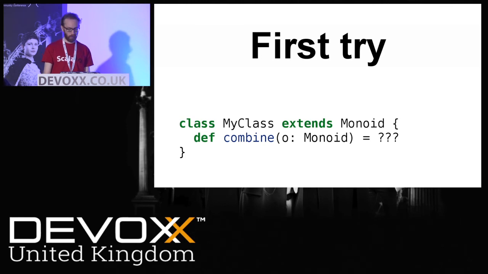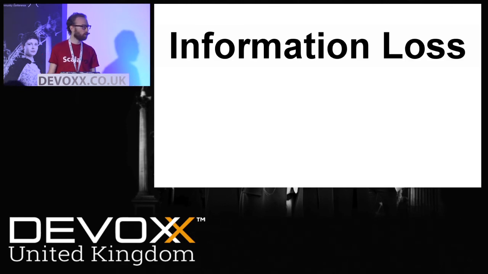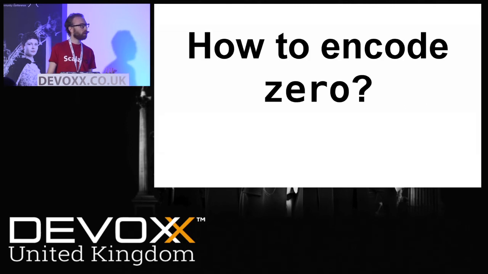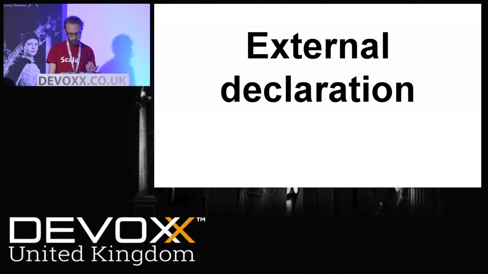But it has a lot of problems. The first one is you're losing information. You're saying I want a monoid, but you're losing the actual type. Since you extend it, you can't extend final classes, so you can't have first-class support for native types, for instance. And how do you encode 0? Because 0 is not related to a monoid instance. It just exists for a monoid. So a solution would be an external declaration, because it would solve a lot of things.